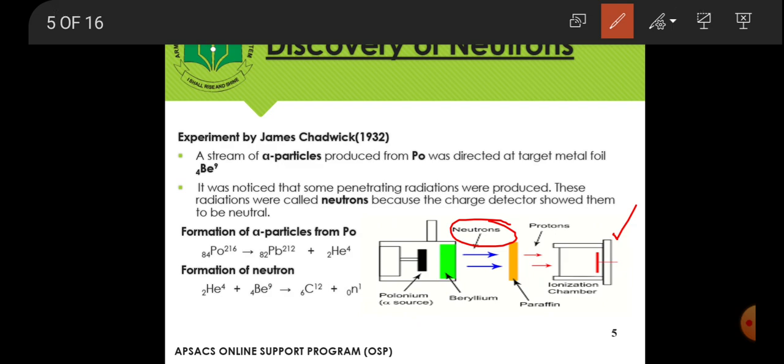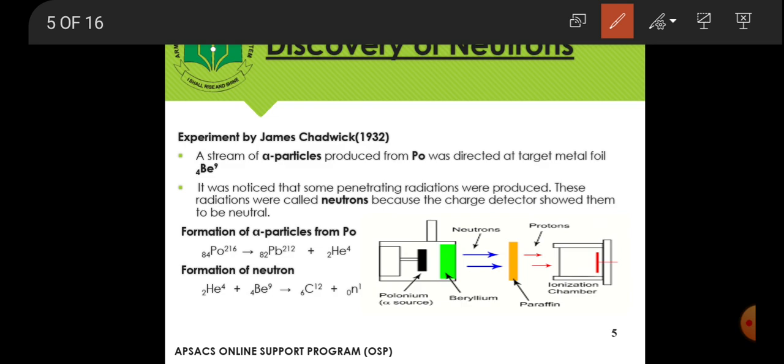So what did James Chadwick notice? It was noticed that some penetrating radiations were produced. These radiations were called neutrons. Why are they called neutrons? Because the charge detector showed them to be neutral. The detector showed that these particles carry no charge, they are neutral, so they were named neutrons by James Chadwick.